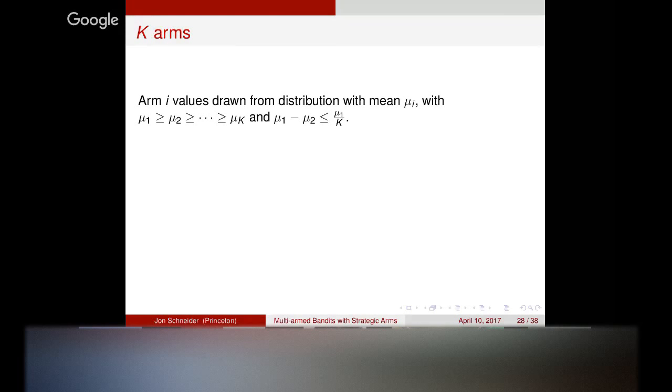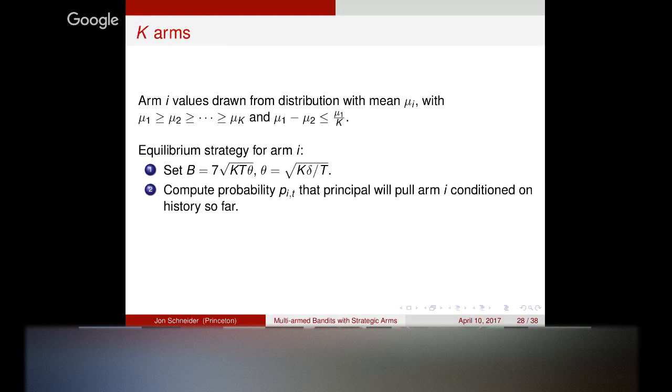Okay, so for two arms, I won't go through the proof for k arms, but I'll just show you the equilibrium strategy, because it's a little bit different. It turns out the most straightforward generalization of that doesn't work. But it's similar, and the proof is kind of similar. So when you have k arms, you set your b and theta similarly, and you again compute the probability that the principal will pull you, conditioned on what's happened so far. And now, instead of just giving 0 or theta, we'll give some fractional amount. We'll give theta times 1 minus the probability you'll get pulled.